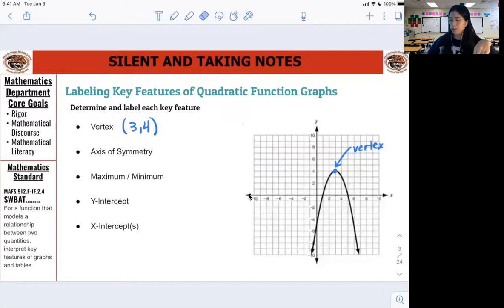Any remaining questions on vertex? I want to clear it up now before we move on. Any questions? Okay. Next one, send it to me in the chat. Privately is just fine. Where is the axis of symmetry?